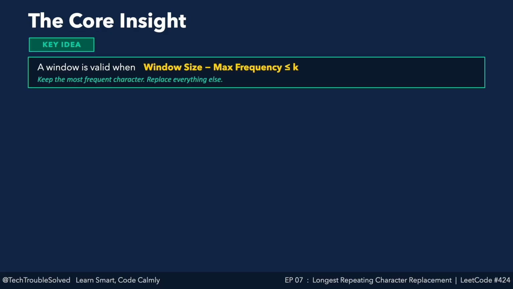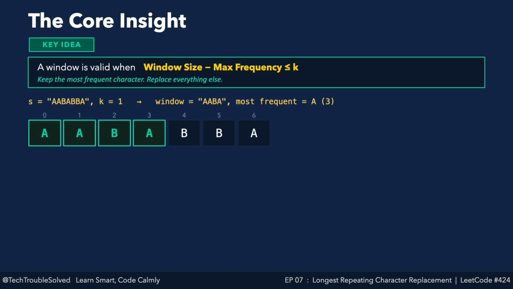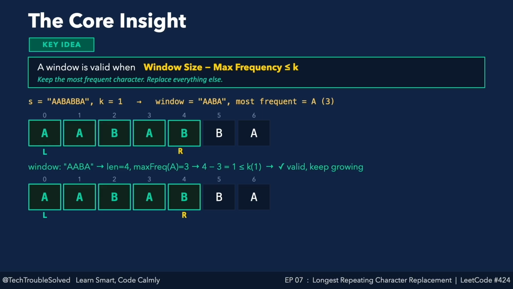Watch it work. Window AABA, length 4. Most frequent is A, with 3 votes. 4 minus 3 is 1 disagreer. K is 1, so we can afford that. Valid. So we keep R moving. Window keeps growing. Now extend to AABAB. Length 5. A still has 3 votes. 5 minus 3 is 2 disagreers. More than k. We cannot replace 2 characters with only 1 k. So this window is invalid.